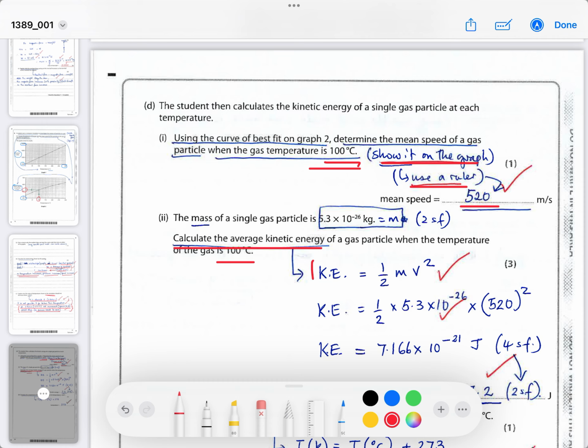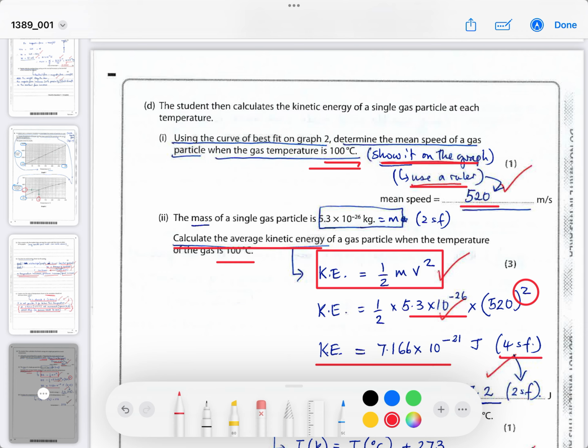So all you've got to do is to show that you know the equation for kinetic energy is half mv squared. We got the v from D1 above, from the graph, and we know the mass given to us in this question. So you would just have to put them in the equation, and it's a very difficult number to put in, so you need to make sure you know how to use standard form on your calculator, and don't forget to square the speed, so 520 squared. And if you do that, you should get the kinetic energy to be about 7.2 times 10 to the minus 21 joules.